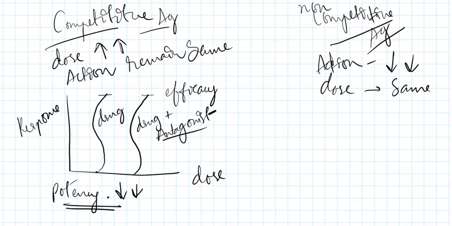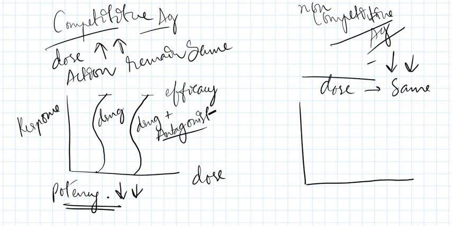Whereas in case of non-competitive inhibition, what is happening? In non-competitive inhibition, the action decreases, right? Wait, I will write it clearly. Here the action decreases but the dose remains the same, right? You can't show it like this.